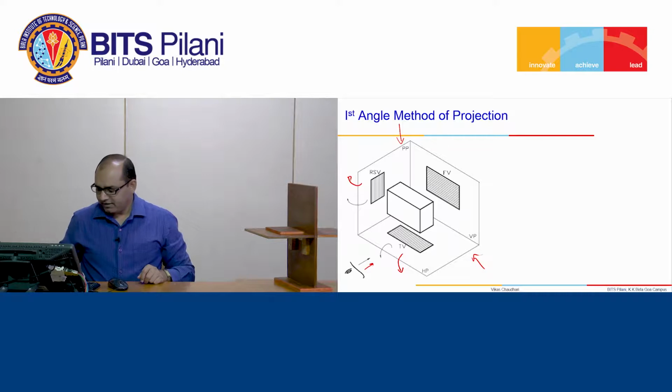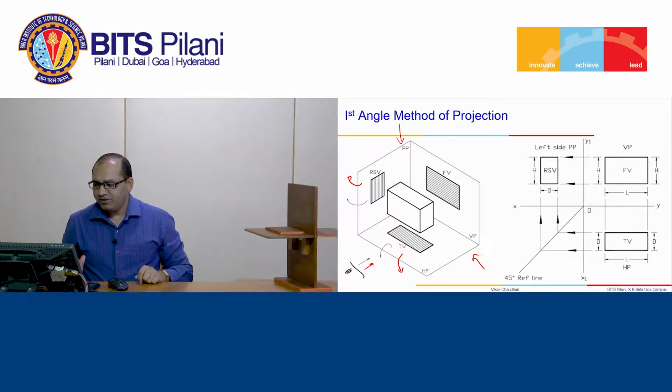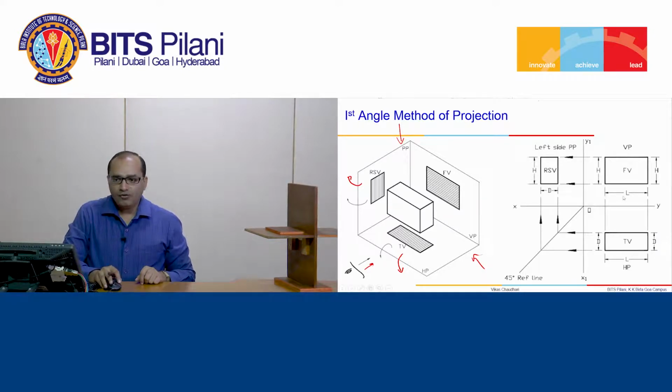So you will get the projections given in this diagram, where you have front view, exactly below the front view you have top view, and then you have right side view which appears left hand side of the front view.